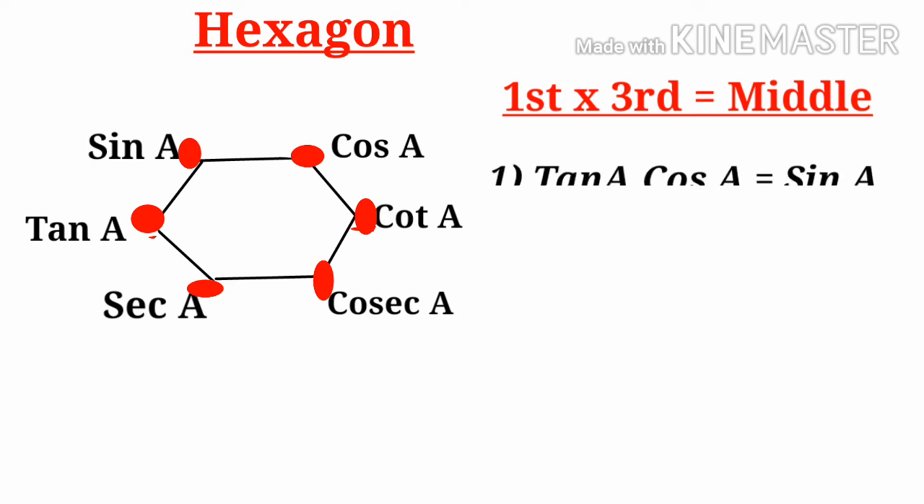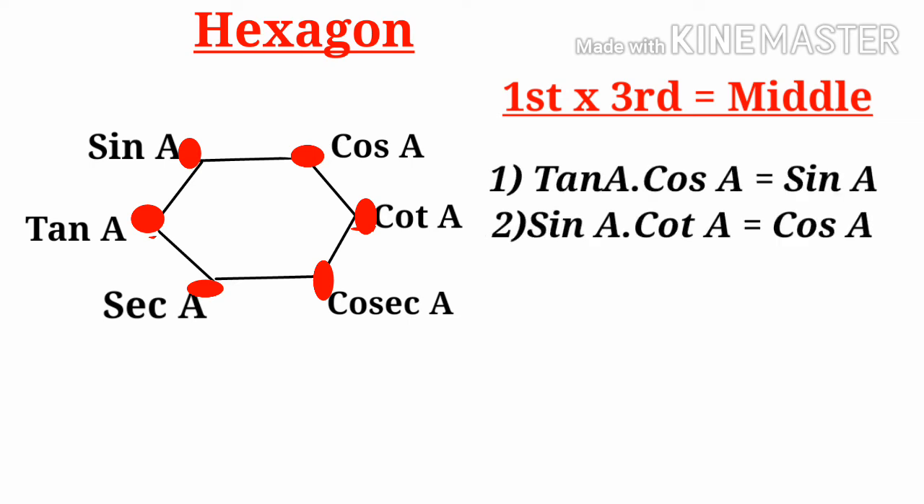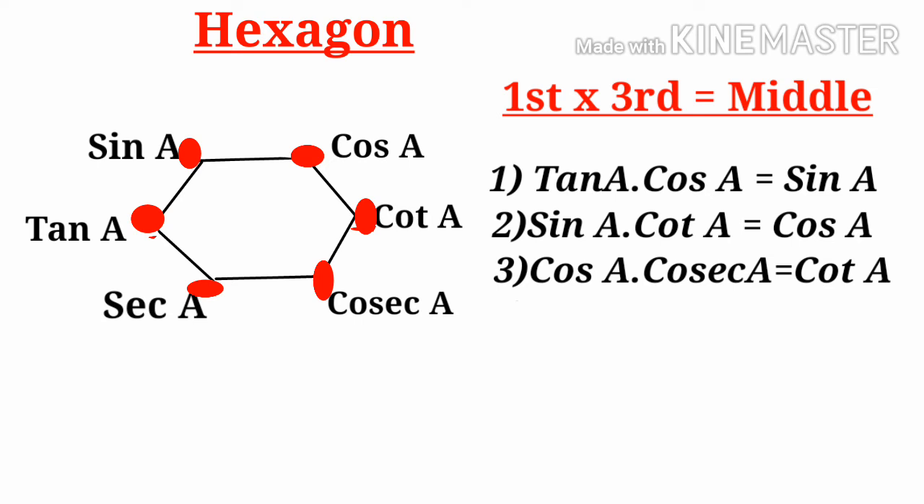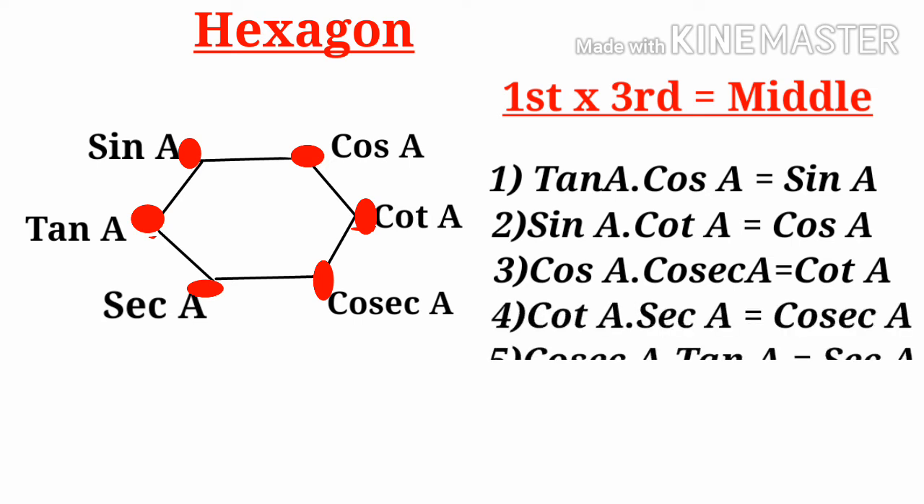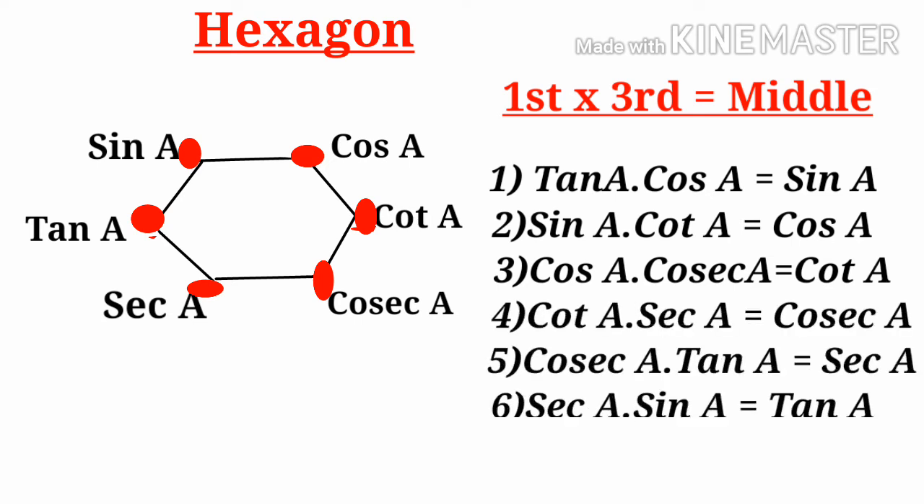Now the third rule is, if the first term is multiplied by the third term, we get the middle term. Take tan A, sin A, cos A, 3 terms. In the 3 terms, the middle term is sin A and end terms are tan A, cos A. So tan A into cos A is sin A. In the same way, sin A into cot A is equal to cos A, and cos A into cosecant A is equal to cot A. In the same way, remaining identities are defined as follows, and so on.